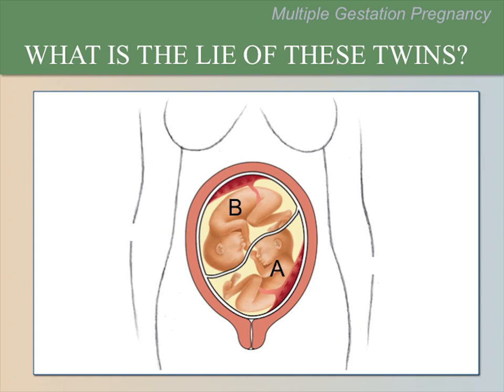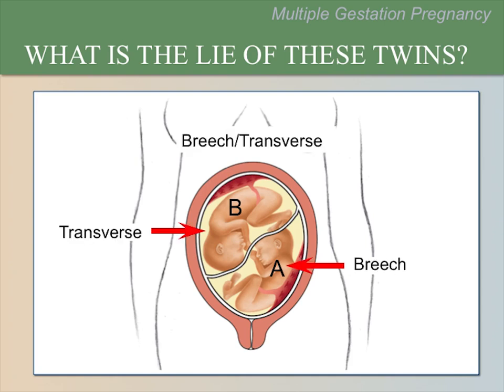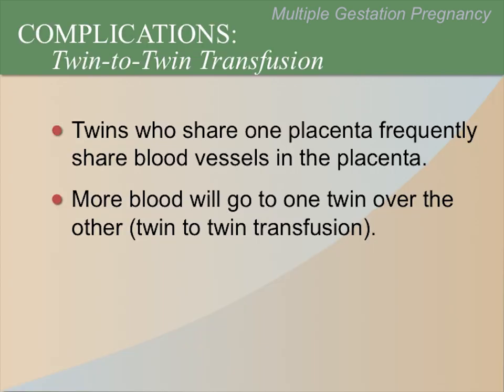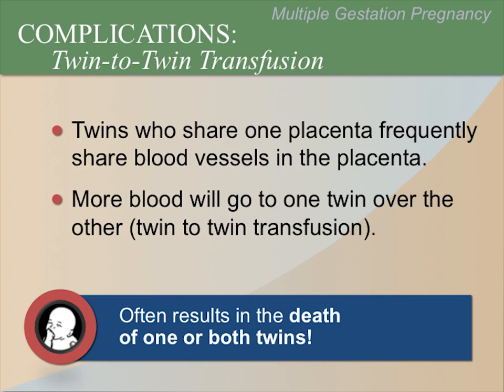How would you refer to the fetal presentation in this case? We would call the fetal presentation breech transverse, remembering that the first term always refers to the presentation of twin A. Twins who share one placenta frequently share blood vessels in the placenta. This can result in more blood going to one twin than the other. This is called twin-to-twin transfusion. The fetal death rate in cases with twin-to-twin transfusion is high.